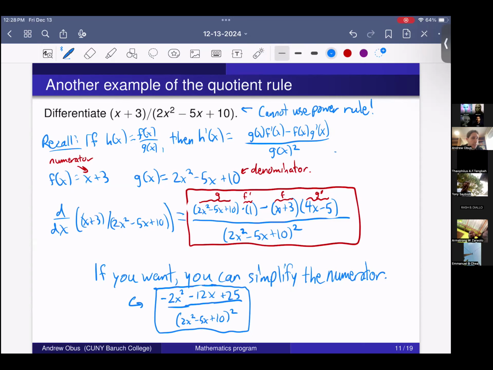Okay, so this is another example of using the quotient rule. Any questions on this? There'll be another example on the homework to practice.